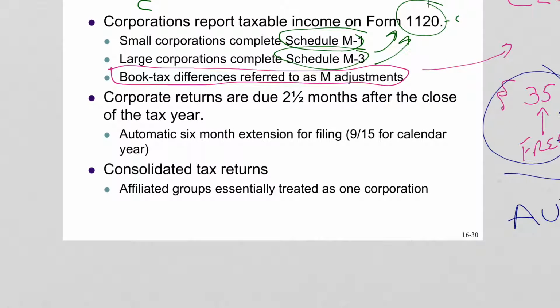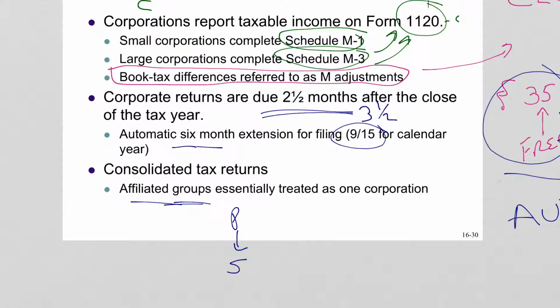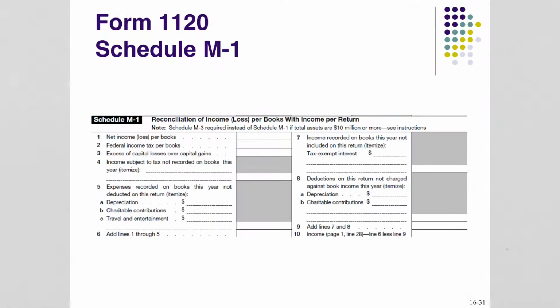Corporate tax returns are due 2.5 months after the close of the tax year. Remember, individuals are 3.5 months, so this is 1 month earlier. There is an automatic 6 months extension, which for calendar years means 9/15, and we just got finished wrapping up those this past week. Consolidated tax returns are not really covered in this course, but that's what you see here. They're essentially affiliated groups. So your parent subsidiary is your typical consolidated return, where it's all reported on one return as opposed to parent reporting differently than the sub.